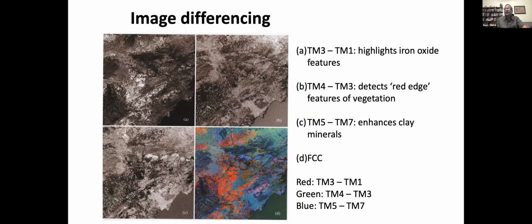Now that you know the basics of each of these, you can see that the red colors here, which are basically coming from here, represent the iron oxide features. The green color here, TM4 minus TM3, represents the red edge features of vegetation. And the blue color here basically represents TM5 minus TM7, and therefore represents the clay minerals. So such methods are used to map different features on a single image. Because we know the basic principles, we could combine these images and map these features quite nicely in such image differencing methods.